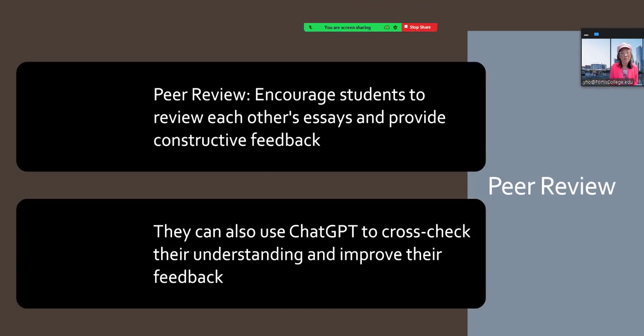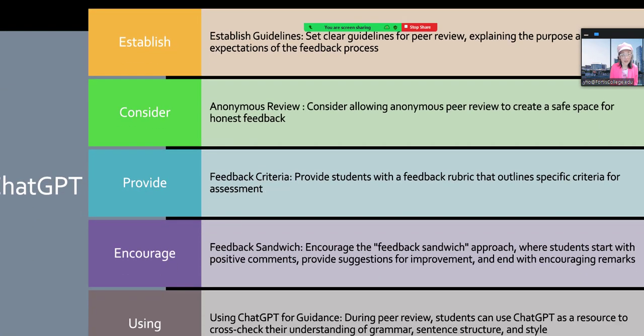Encourage students to review each other's essays and provide constructive feedback. They can also use ChatGPT to cross-check their understanding and improve their feedback. Establish guidelines. Set clear guidelines for peer review, explaining the purpose of the peer review process. Consider allowing anonymous peer review to create a safe space for honest feedback. Provide students with a feedback rubric that outlines specific criteria for assessment. Feedback sandwich. This means that you tell students to give positive feedback, then areas of improvement, and then positive feedback. So that's known as the sandwich.